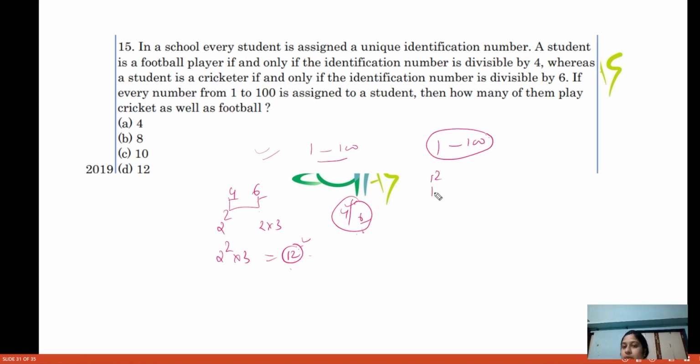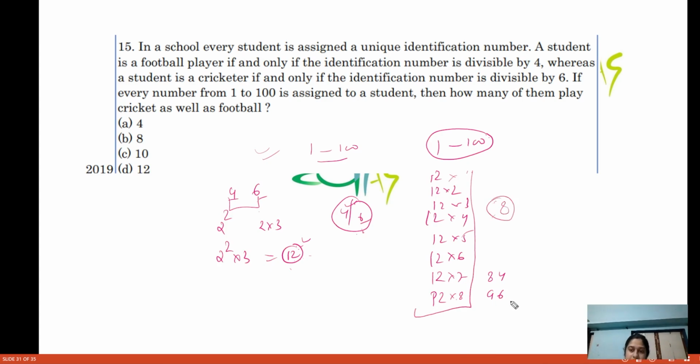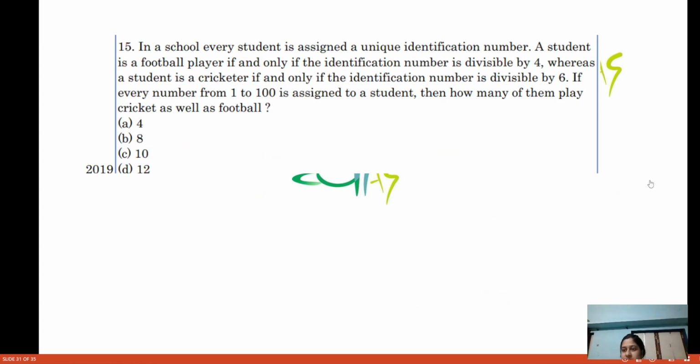So 1 is 12, 12 twos are 24, 12 threes are 36, 12 fours are 48, 12 fives are 60, 12 sixes are 72, 12 sevens are 84 and 12 eights are 96. Okay, so you have basically how many numbers? 8 numbers. यहाँ पे basically 12 के multiples ही अब बचे हैं, है ना? So this 8 numbers become the answer. So see, LCM has such a good application in this question.